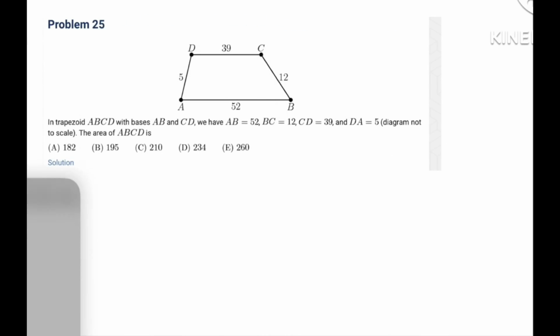And the last problem: in trapezoid ABCD with bases AB and CD, we have AB equals 52, BC equals 12, CD equals 39, and DA equals 5. Diagram not to scale. So the area of ABCD, that's what we want.